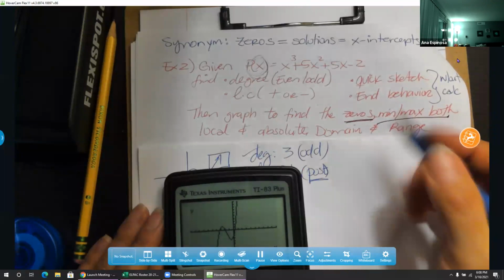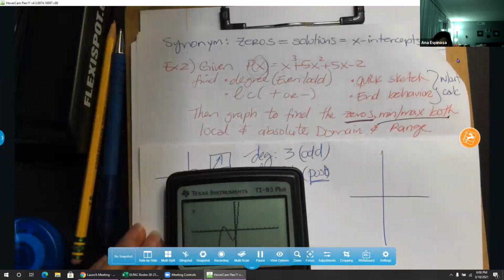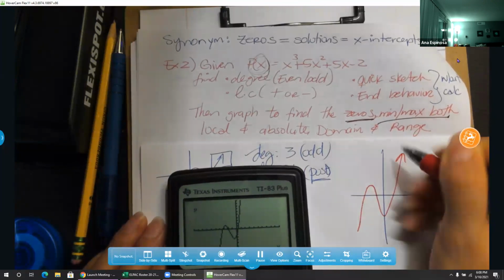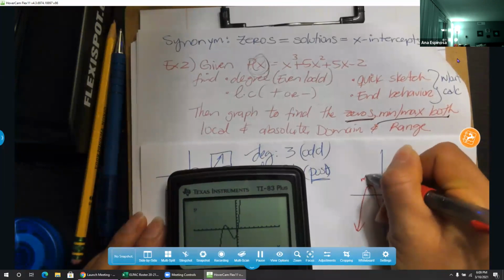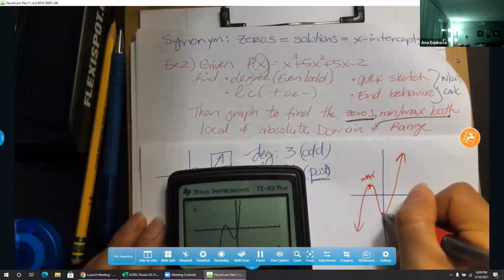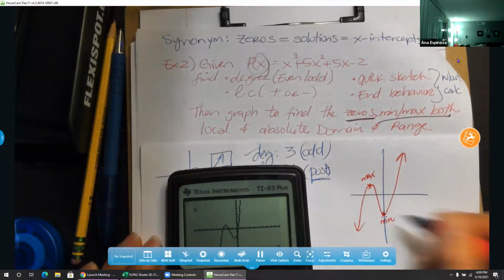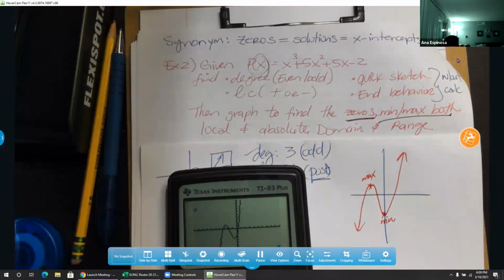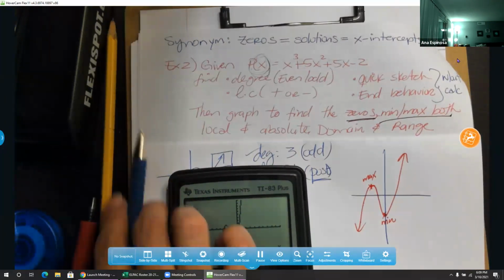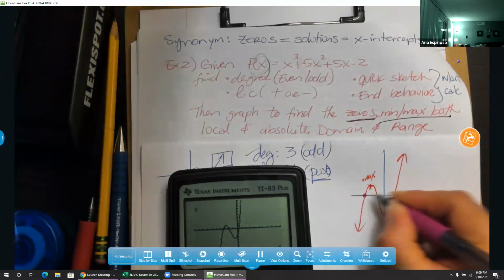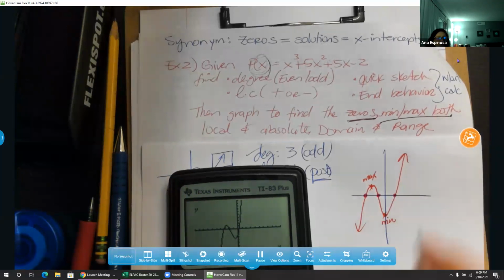Okay, so let's make the actual sketch. It has something like this. You know that this is a max. That's the only max there is, so it's both the absolute and the local. Local are all the maximums, and the absolute max is the highest of the highest, but there's only one. And this is the min. You can find those the way I showed you. Now, what we're going to do is find the zeros. The zeros are these dots right here. It's got 3 of them.